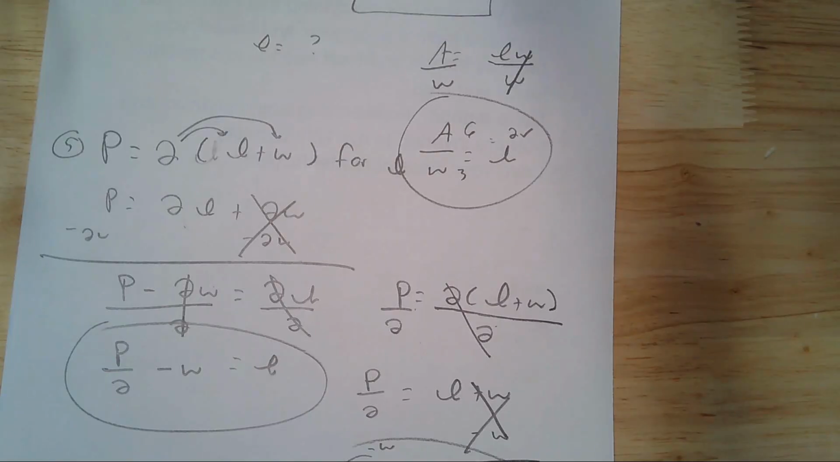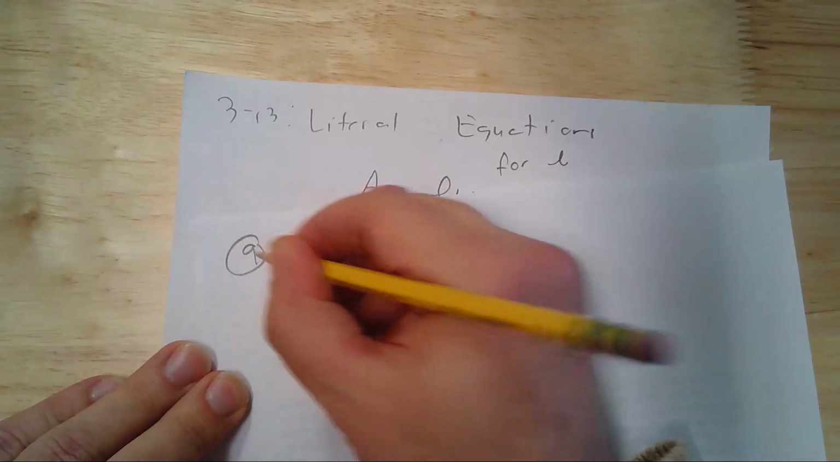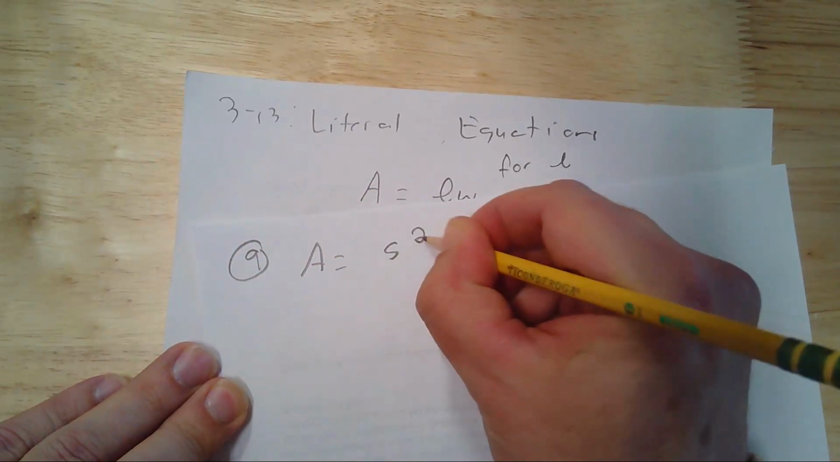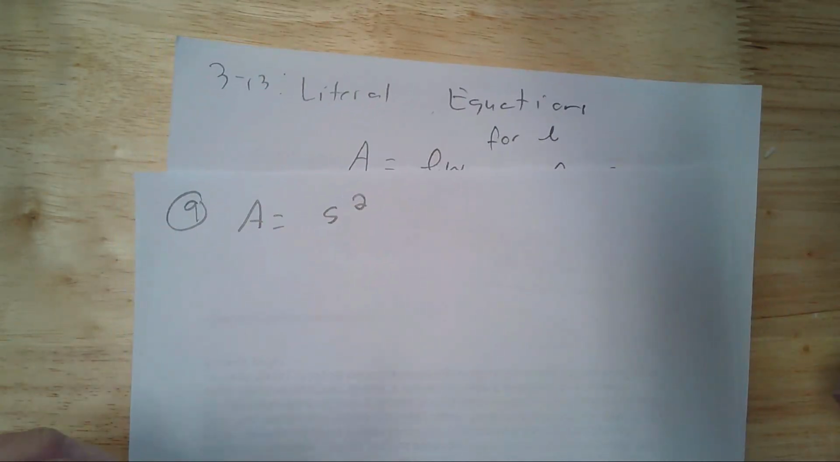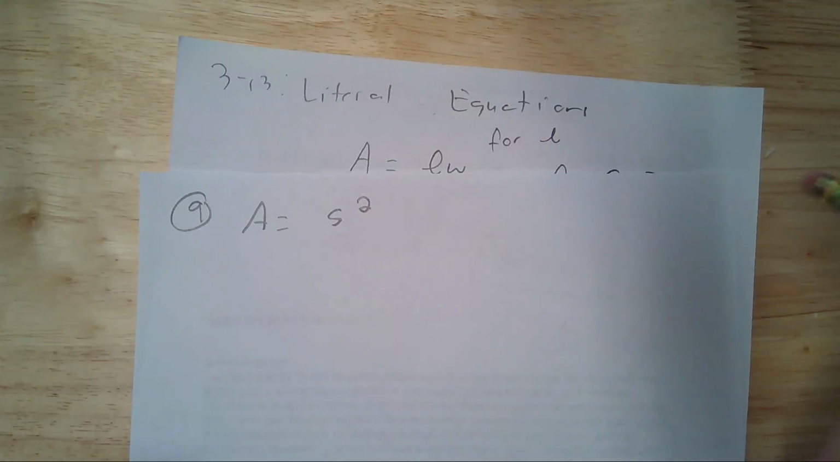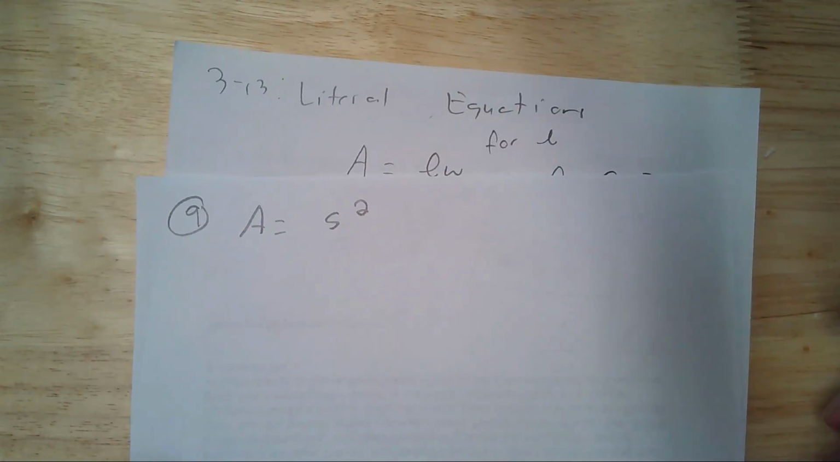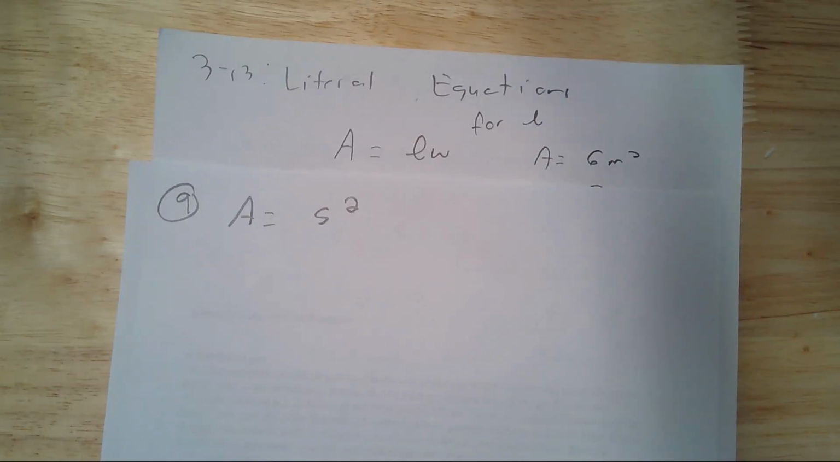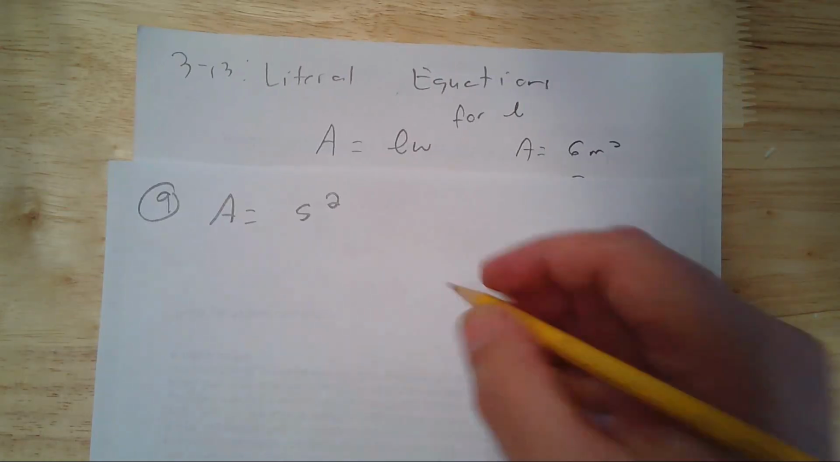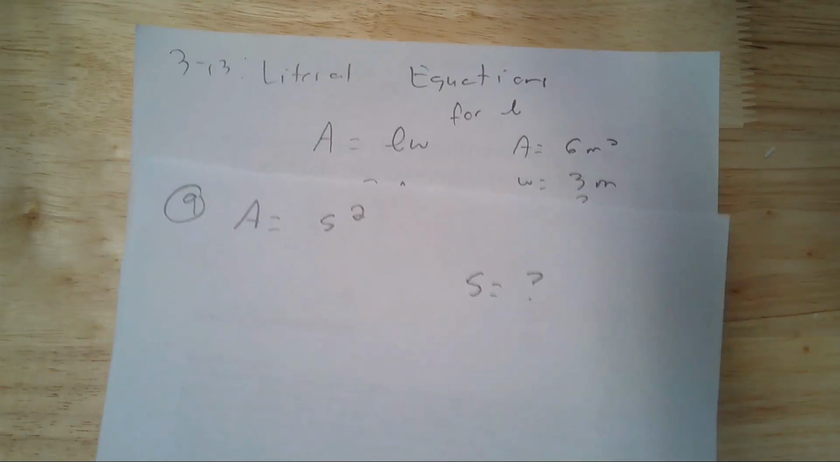Try number 9. And then it's basically saying S has to be a positive number here. It's talking about real numbers here. So now it says solve for S. What does S equal?